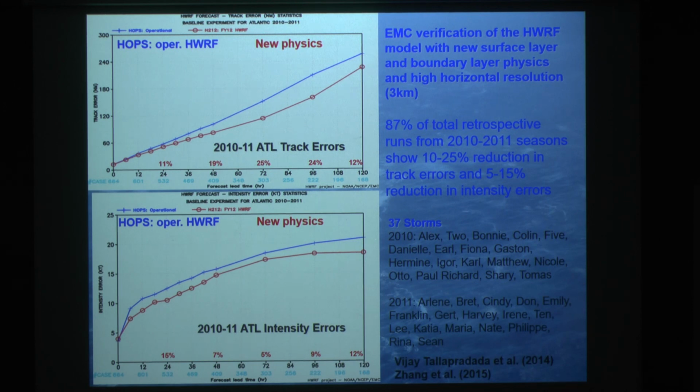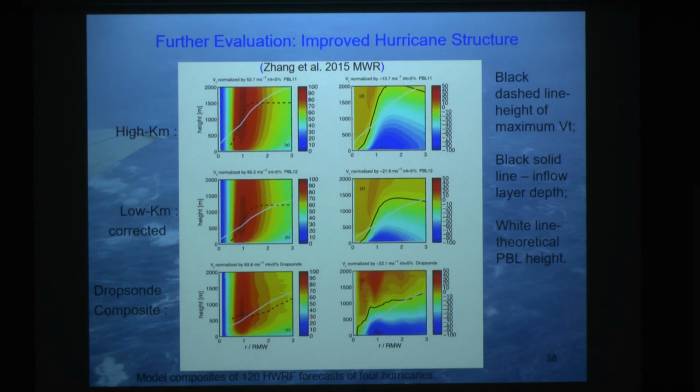EMC, the Environmental Prediction Center, they run 37 storms. You can see for both track and intensity, we see 10 to 15% reduction in terms of the error. So actually, improving the model physics helped improve the hurricane model's capability for hurricane intensity and track forecasts. And also, I mentioned about the structure.